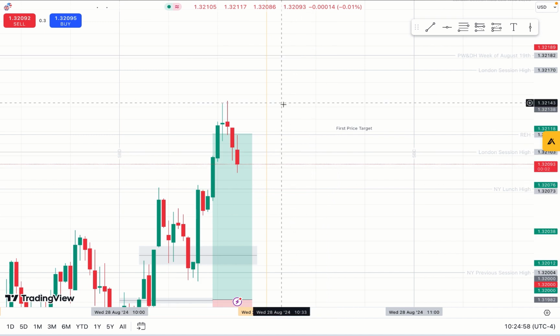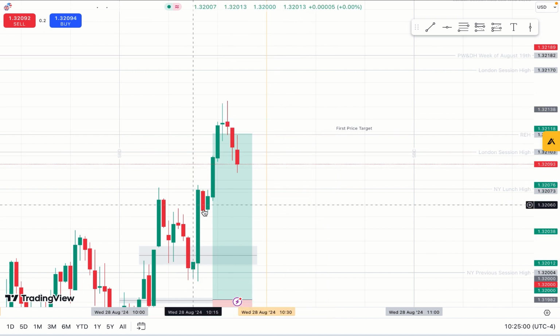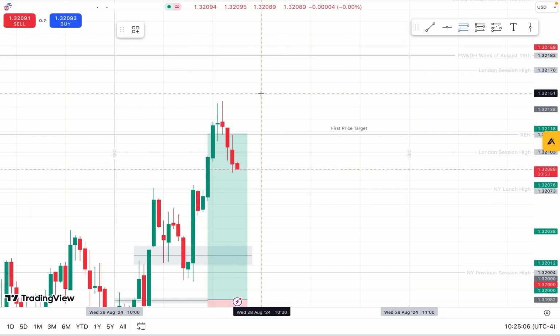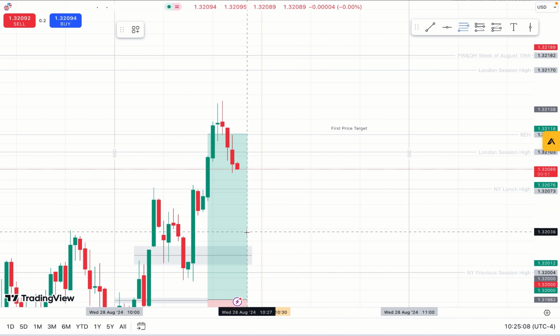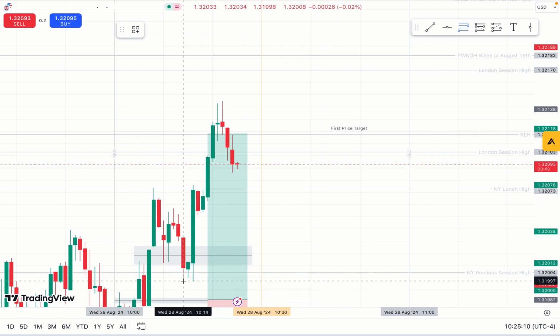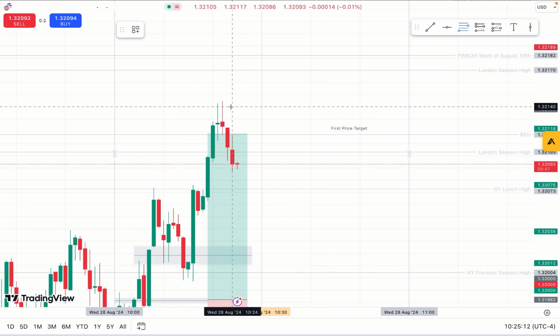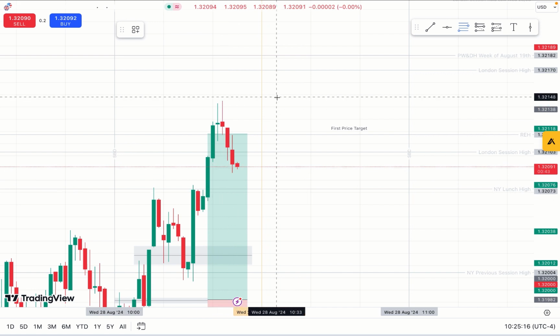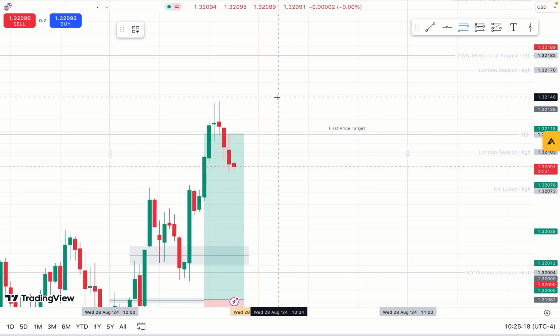Again, I might not be using some of these tools right, because someone else might want to use their fib retracement from maybe somewhere here and all the way up. But I figured this move started from here and went all the way there, and it might just retrace somewhere into this region before it continues the upward trend. But we'll see how it plays out.